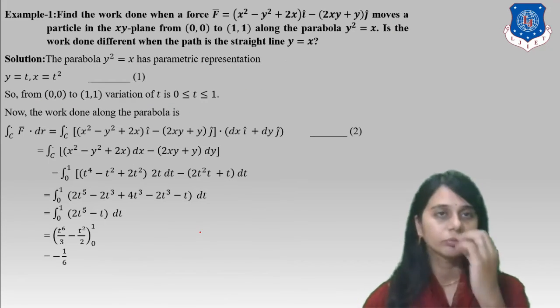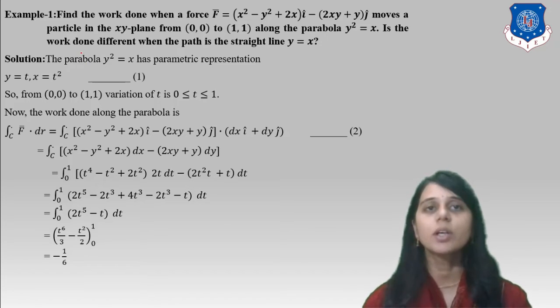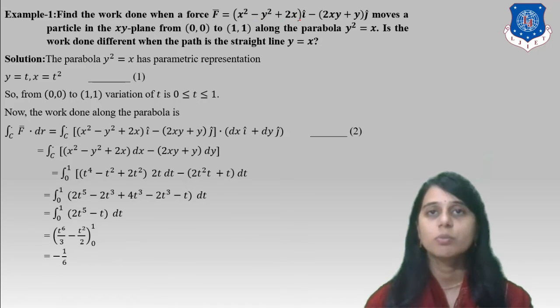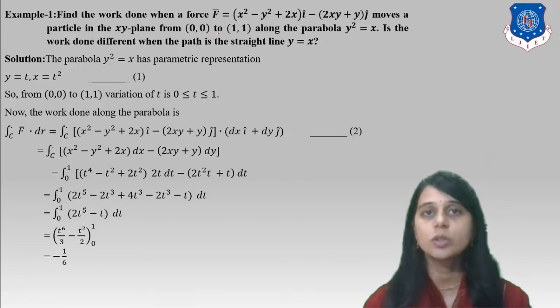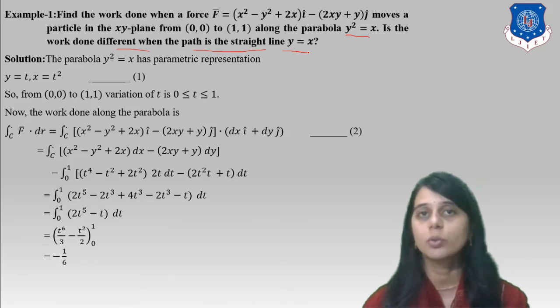Example 1. Find the work done when the force F bar equals (x square minus y square plus 2x) i minus (2xy plus y) j moves a particle in the xy plane from (0, 0) to (1, 1), A to B, along the parabola y square equals x. Is the work done different when the path is the straight line y equals x?